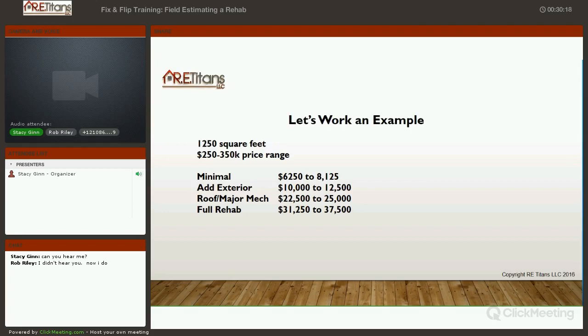Not all of them, but some of them will go in and say, "Okay, what's the best this will comp for? We'll use that as the comp. What's the cheapest we can rehab it for? We'll use that as the rehab." And you can't do that.